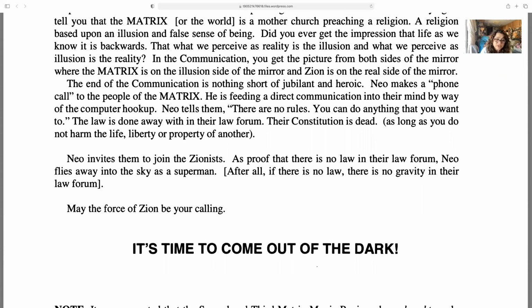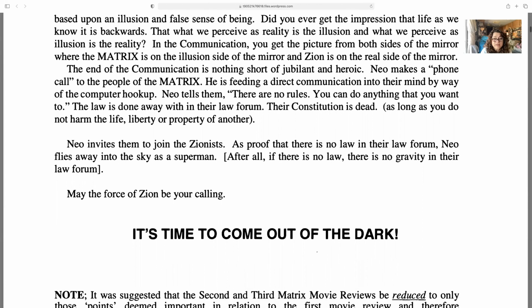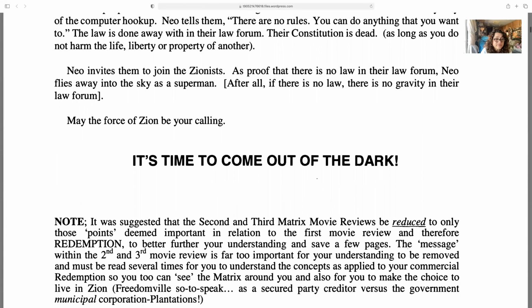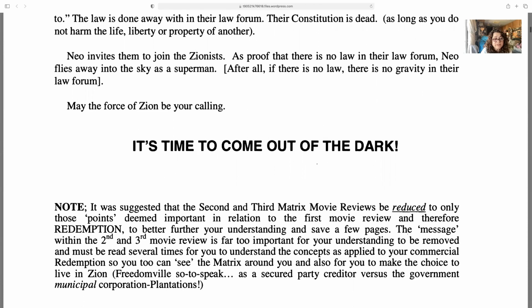Neo invites them to join the Zionists. As proof that there is no law in their law form, Neo flies away into the sky as a Superman. After all, if there is no law, there is no gravity in their law form. Gravity is a theory. There is none gravity. There's density and buoyancy. Earth is flat. May the force of Zion be your calling. It's time to come out of the dark.